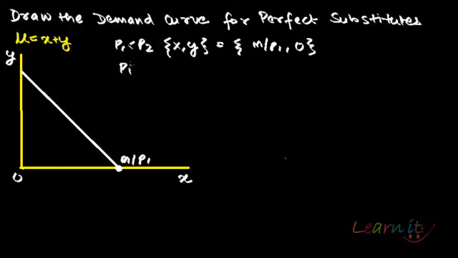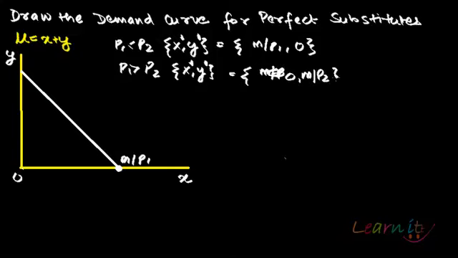If P1 is greater than P2, the demand for x star and y star is 0 and m by P2. So none of x and all of y, so this point is m by P2.